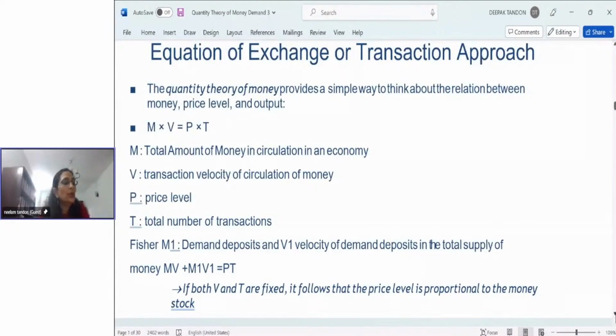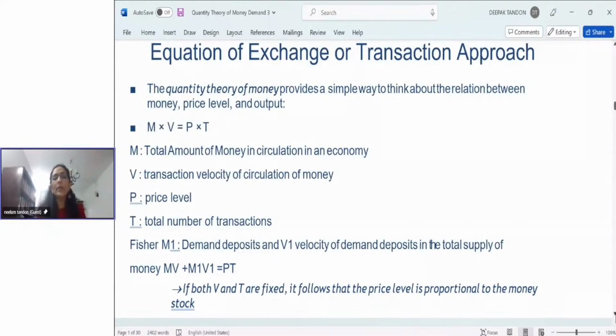As I've told you, because of ease of transactions today, the velocity of money transactions is increasing. Since the transaction velocity is increasing, circulation of money is increasing, and the price level in the economy is increasing. T stands for total transactions. So what is driving the money demand in the economy? Price level, isn't it? The higher the price level, the higher the money demand.